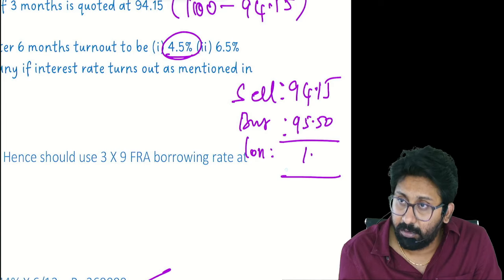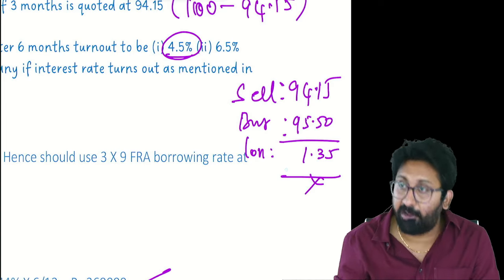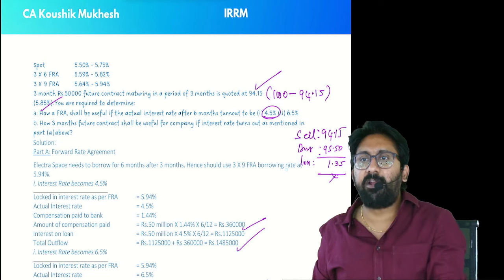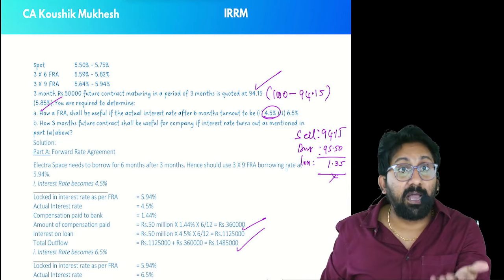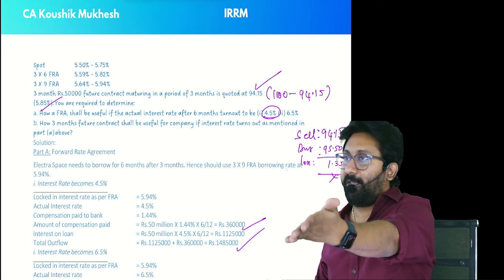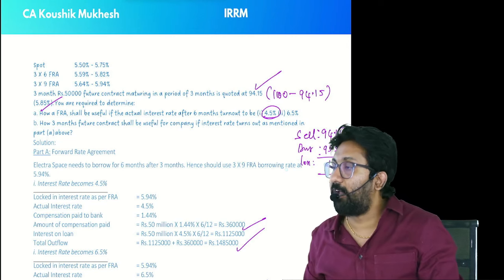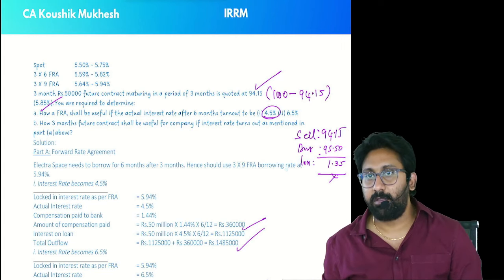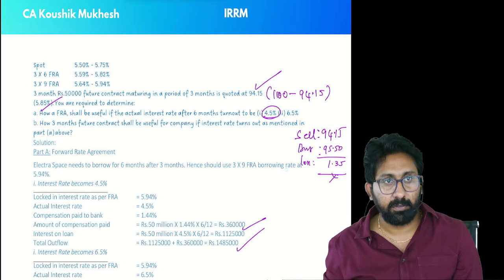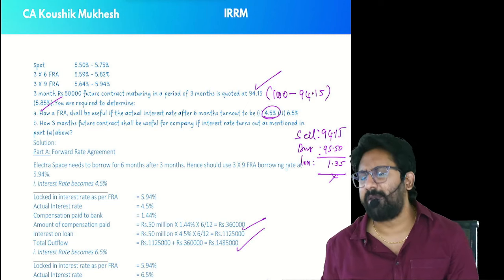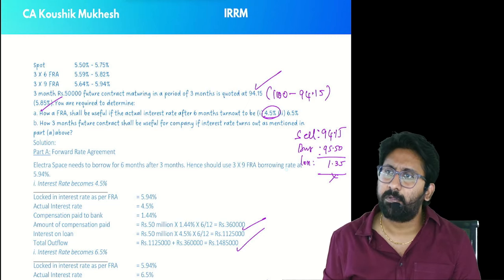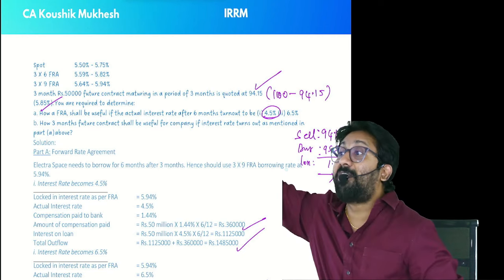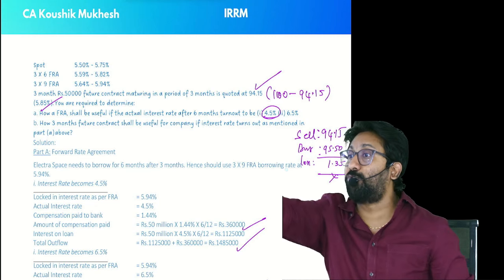1 point. This should be applied on a... wrong answer. Contract size we have to apply. Are you understanding? On what we have to apply? Contract size. We want how much? 5 crore, divided by... how many contracts? Wrong answer. You want it for 6 months, the contract is only for 3 months. Double the contract: 2000 contracts.